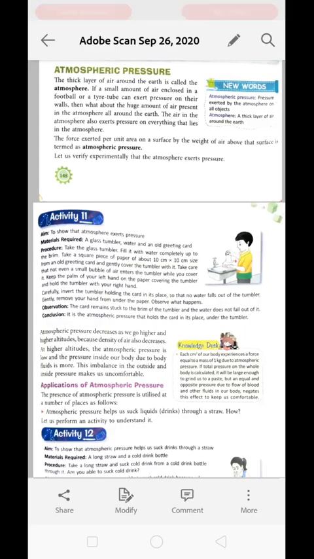Next, atmospheric pressure decreases as we move to higher and higher altitudes, because the density of air over there decreases. Actually, our body counters the atmospheric pressure because of the pressure inside our body, which is applied by the fluid present in the body. Both of them are equal in amount and opposite in direction, so they counter each other and cancel out the other's effect.